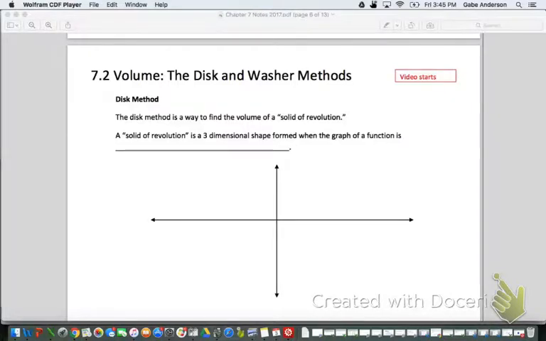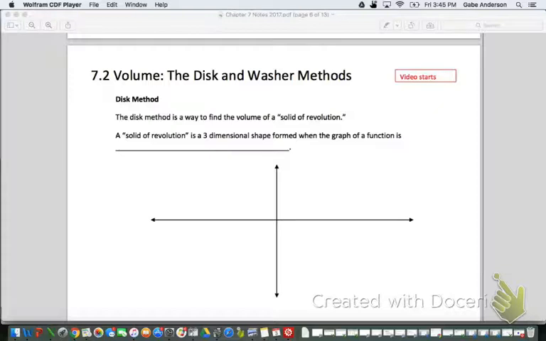Hi, this is the 7.2 intro video for AP Calculus AB. We're going to be looking at the disk and washer methods to find volume, and then later on we'll also be looking at what we call volume by cross sections. That'll come at the end. This video is about the disk method.